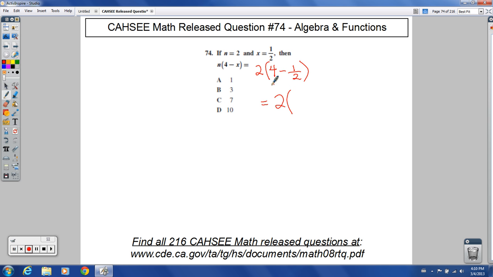But let's see how to do this in case the fractions weren't that easy to deal with, or the numbers weren't that easy to deal with. You could rewrite this as 4 over 1 minus 1/2. So any whole number you can write as a fraction, just put it over 1. That would be the same thing as 8 over 2 minus 1 over 2. Just multiply both parts, top and bottom, by 2 over 2. And then now that you have a common denominator, that would be 7 over 2.